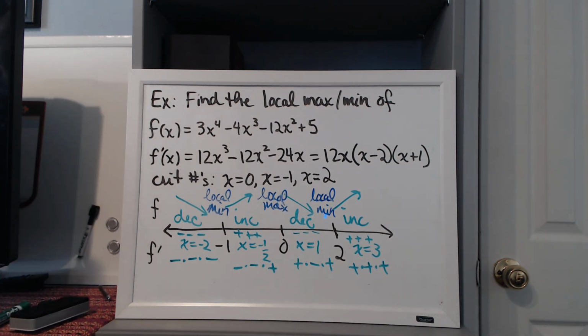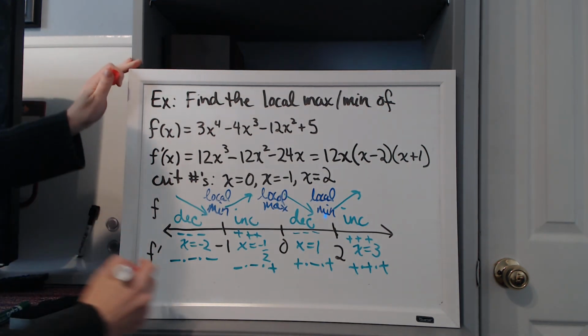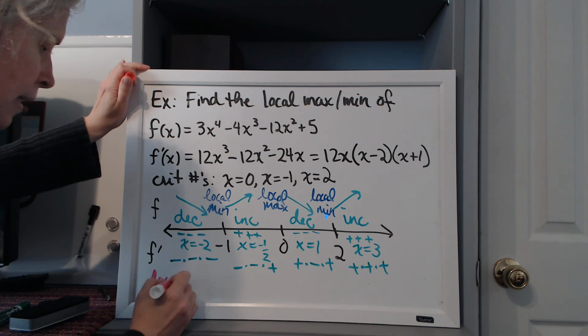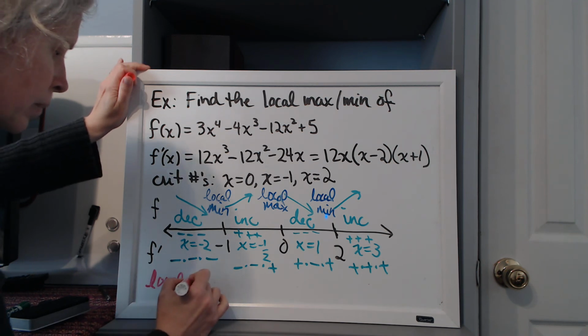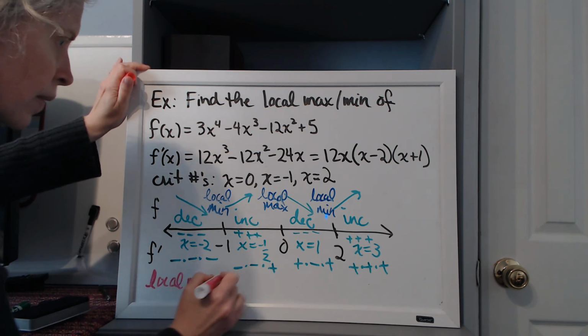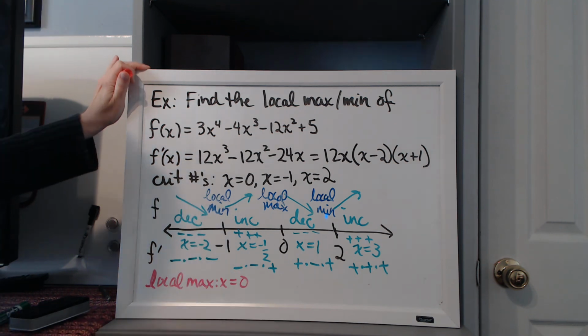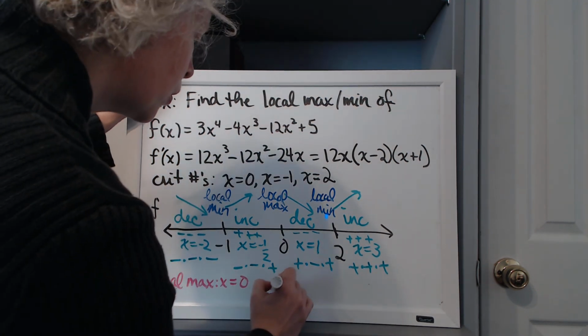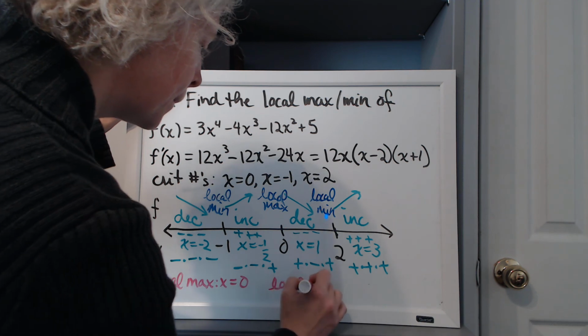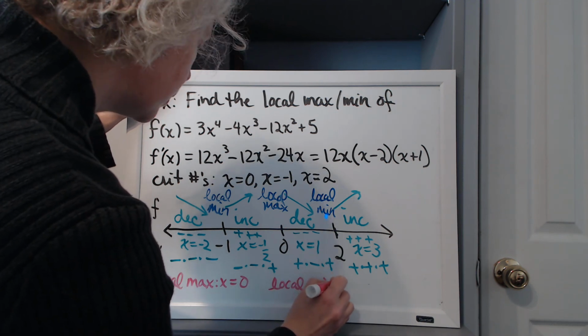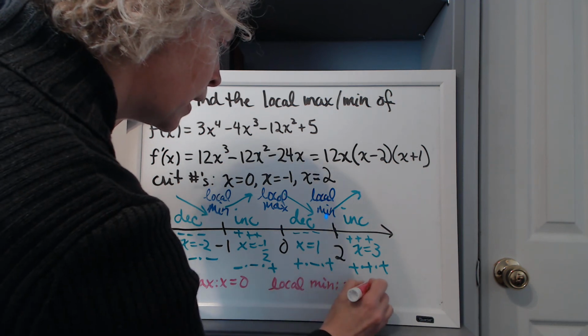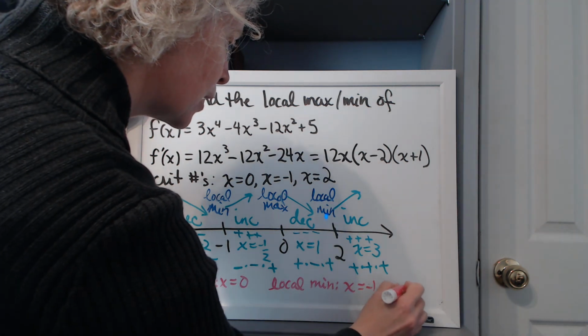So overall, that means for local max, we have x equals 0, and for local min, we have x equals negative 1 and x equals 2.